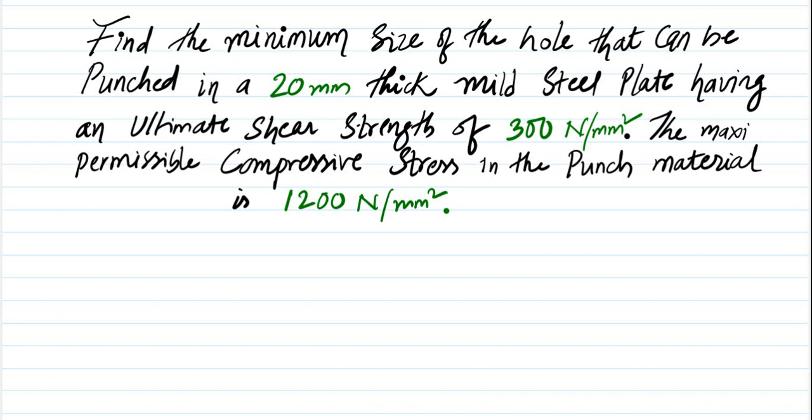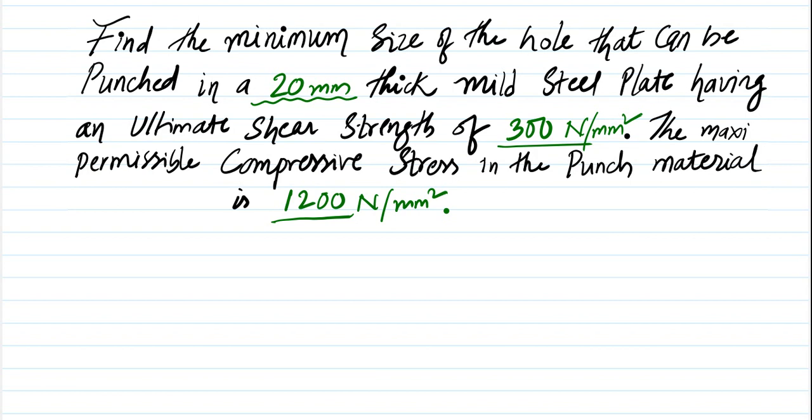Find the minimum size of the hole that can be punched in a 20 mm thick mild steel plate, having the ultimate shear stress of 300 newton per millimeter square, and the compressive stress in the punch material is 1200 newton per millimeter square.